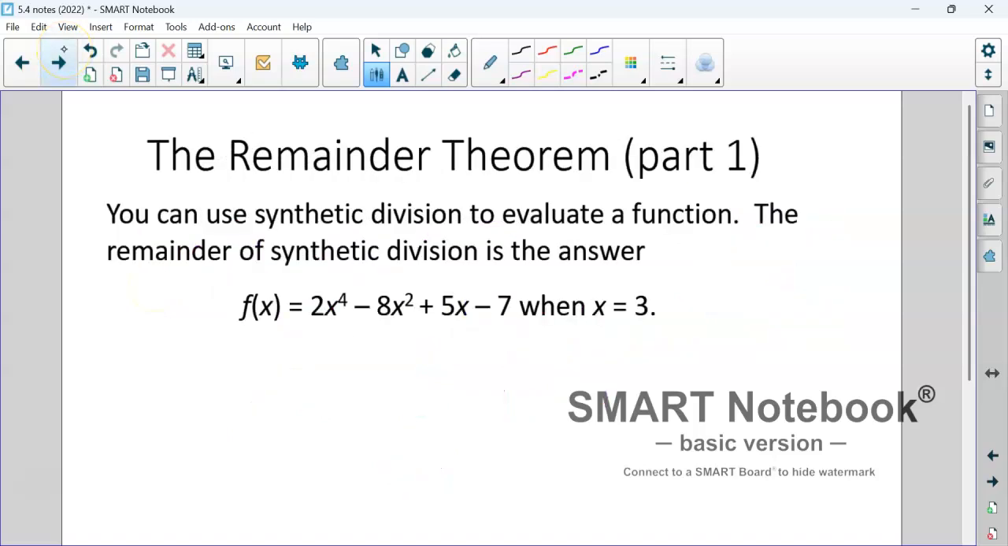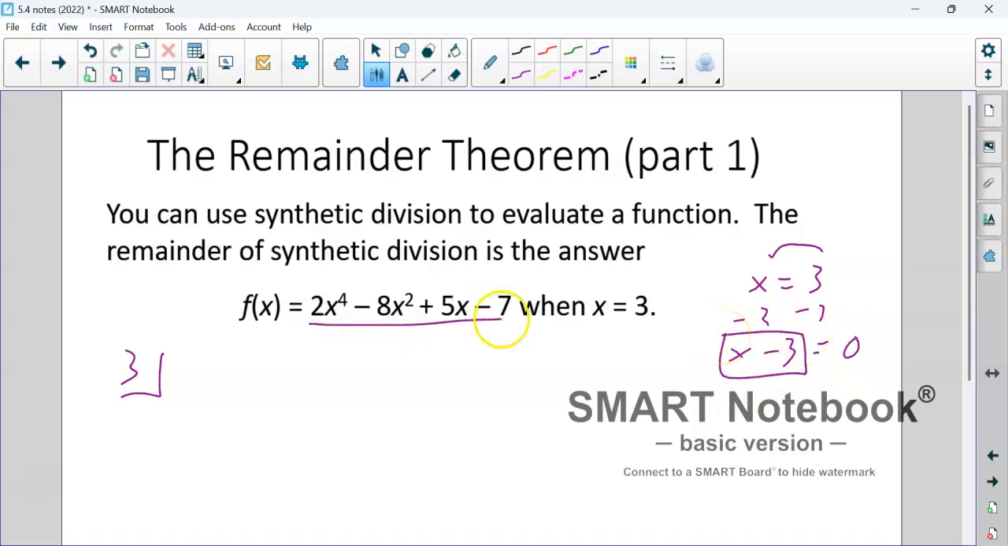Okay, now the remainder theorem, part 1. You can use synthetic division to also evaluate a function. So we have x is 3. Now remember, if x is 3, that's the number that goes in the box. Well, if x is 3, x equals 3. If we move this back over there by subtraction, that is the binomial x minus 3. So this is the same thing as saying divide by x minus 3, which we've already gone over.